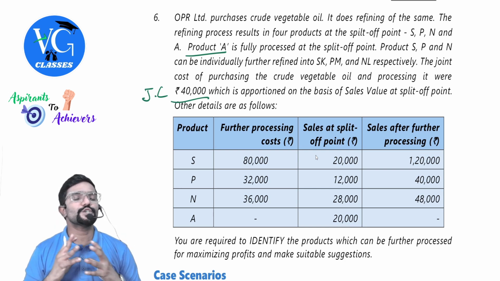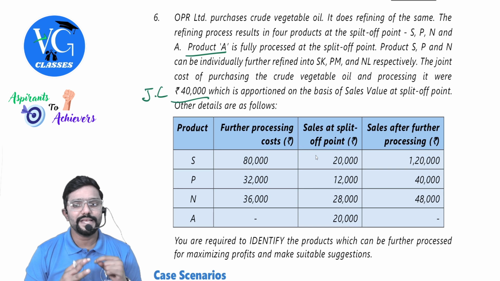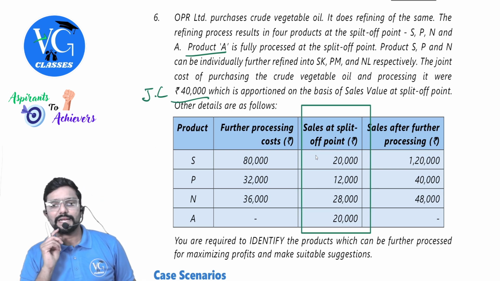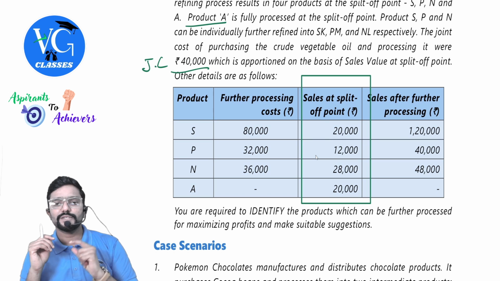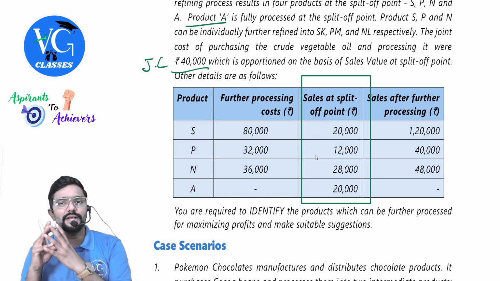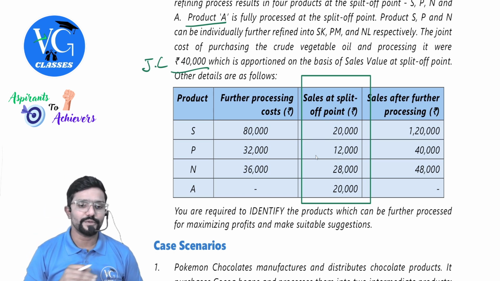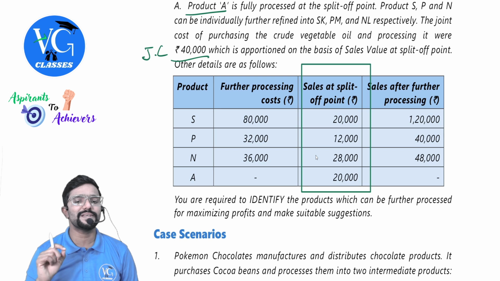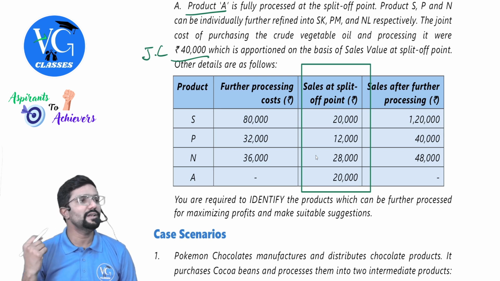Now, to apportion the joint cost, they are using what? Sale value at split off point, guys. So they are using this part. So they have given further processing cost, sale at split off point, and sales after further processing. You are required to identify the products which can be further processed for maximizing the profits and make suitable suggestions.